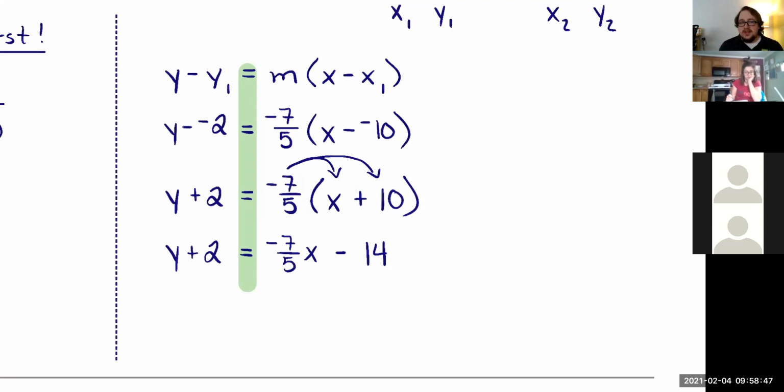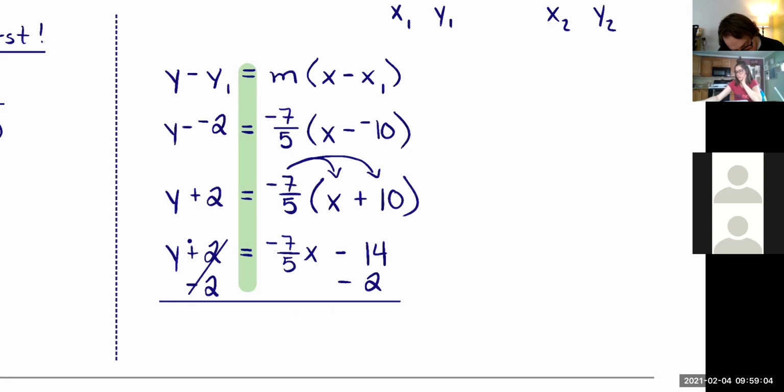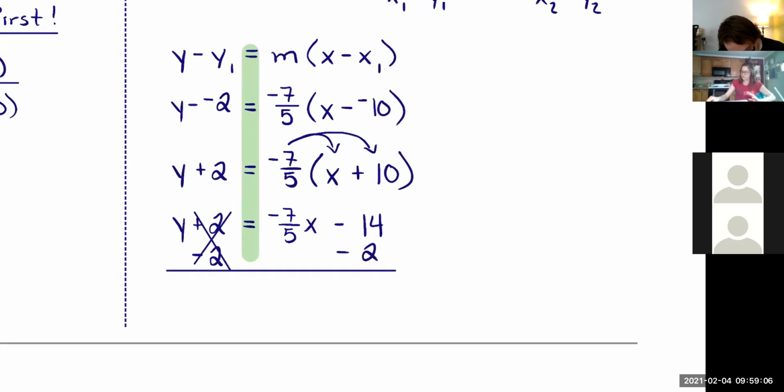Parentheses are out of the way. What's the only thing left to do? Put the -2 under the 2 and the -2 under the 14. Yep, because we're trying to get that y by itself. So I'm subtracting the 2 from both sides. That removes it from the left, leaving me with y by itself equals -7/5 x. And watch those signs carefully. -14 take away 2 will give me a negative 16.